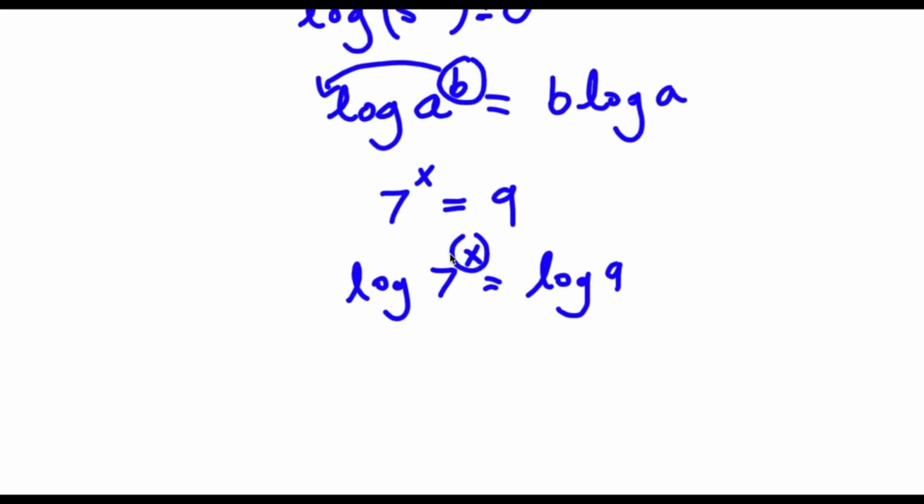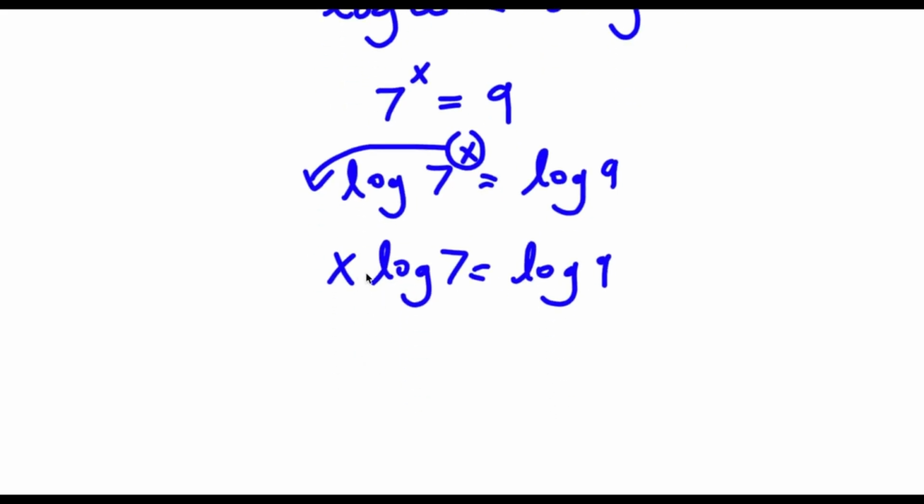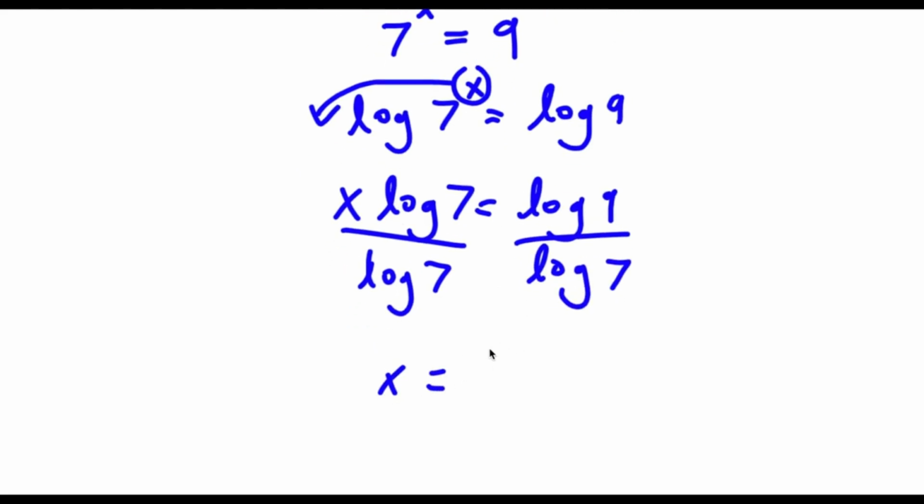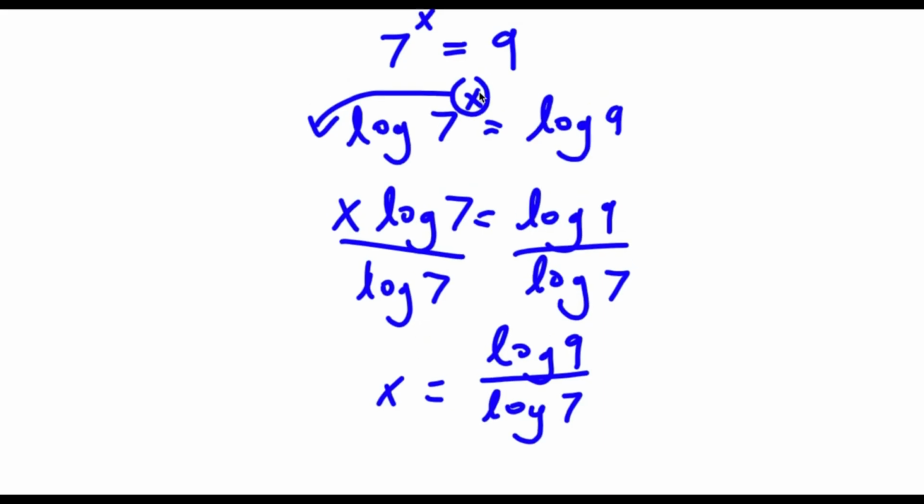And then we can use this property by moving x to the front. So we have x times log 7 is equal to log 9. And now, because x is an actual term, it's pretty simple to solve for it. All we have to do is divide by log 7 on both sides, and we get x is equal to log 9 over log 7. So as you can see, this property is really useful for solving for x when it's an exponent.